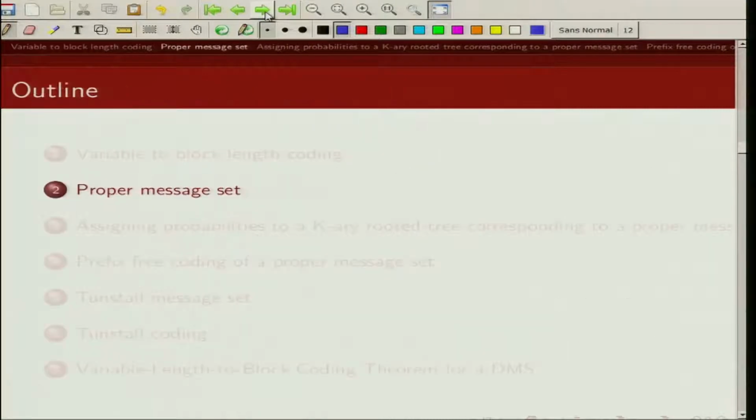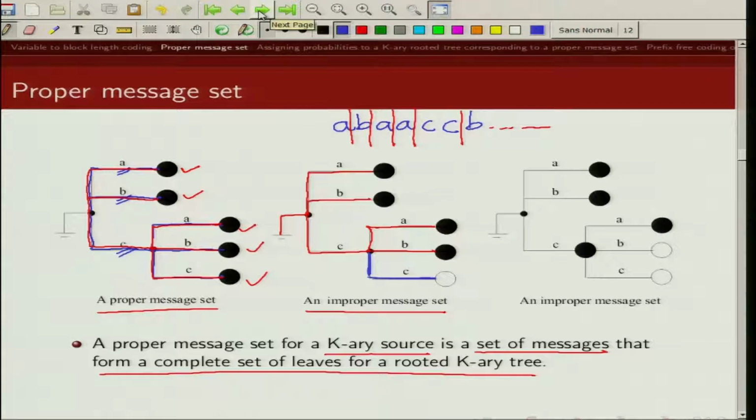So what this proper message set we just showed you with an example was, if I choose a proper message set like this, I am able to parse any ternary input sequence into blocks of data. Here the blocks are A, B, CA, CB and CC. Now look at this particular example. The problem with this particular example is, since we are not using this leaf, whenever our input sequence CC comes, we are not able to parse it into a block of data.